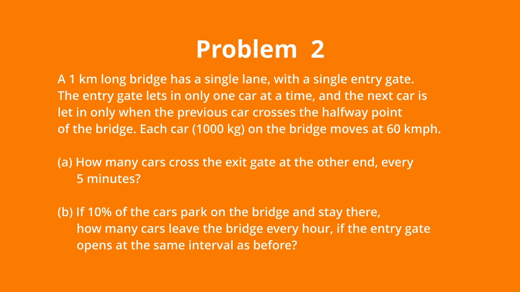A 1 kilometer long bridge has a single lane with a single entry gate. The entry gate lets in only one car at a time, and the next car is let in only when the previous car crosses the halfway point of the bridge. Each car, weighing 1000 kg, on the bridge moves at 60 kilometers per hour.